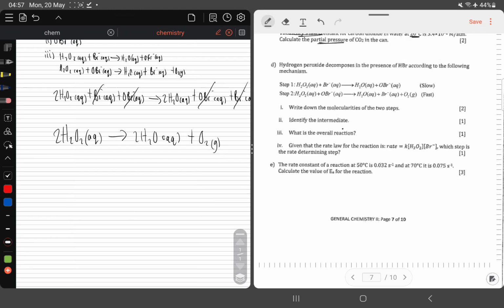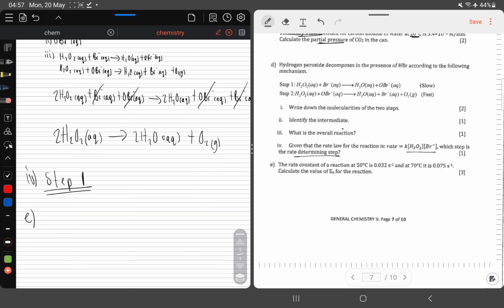Now let's go to part 4. Part 4 is saying, given that the rate law is this, which step is the rate determining step? Step 1. The slow step is the rate determining step. Okay, the slow step.